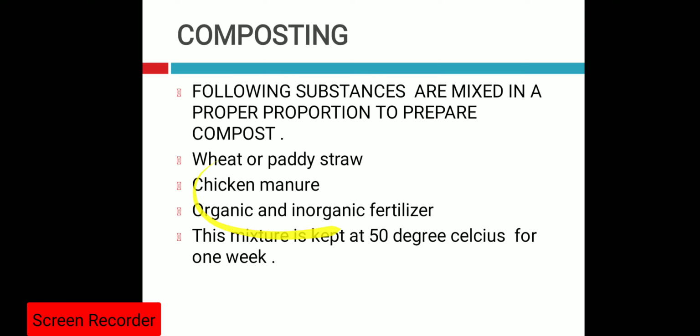These substances are mixed in a proper proportion, and this mixture is kept at 50 degrees Celsius for 1 week. After that, it will turn into compost, and compost will act as a substrate, we can say, or the substance on which mushroom can easily grow.